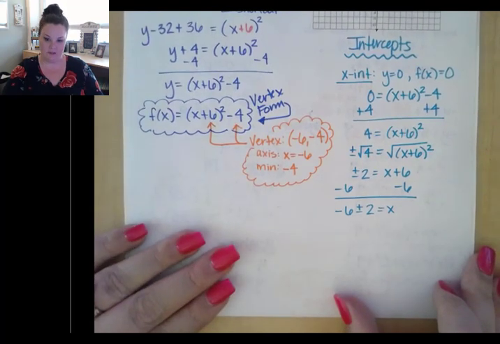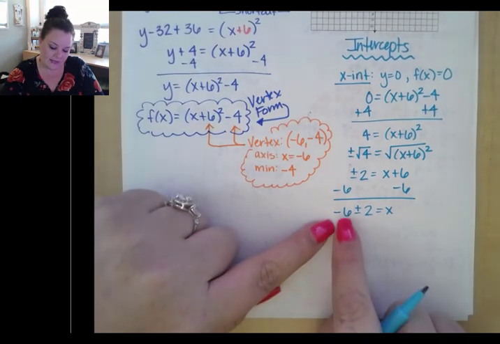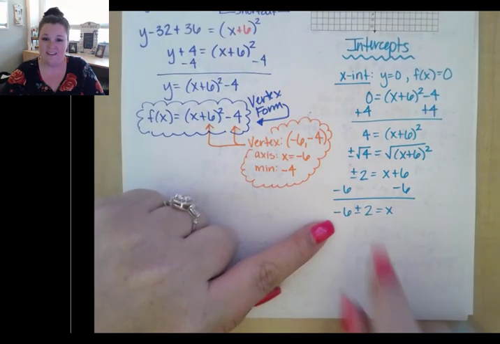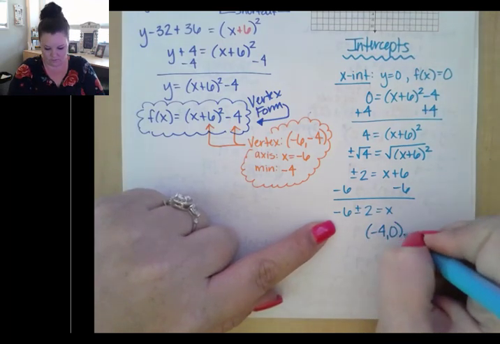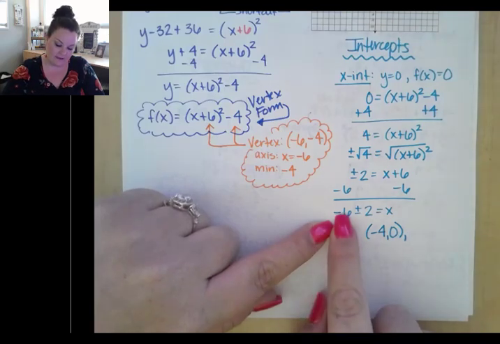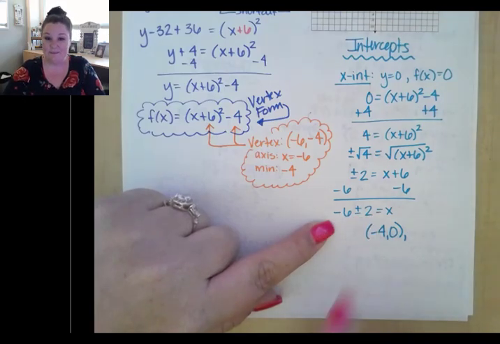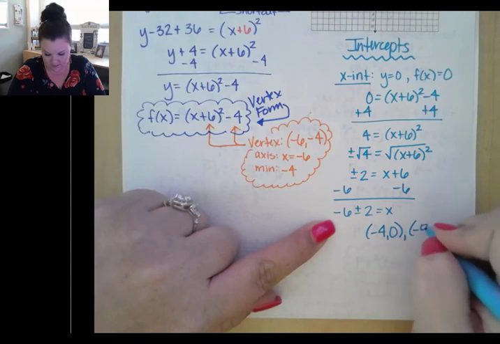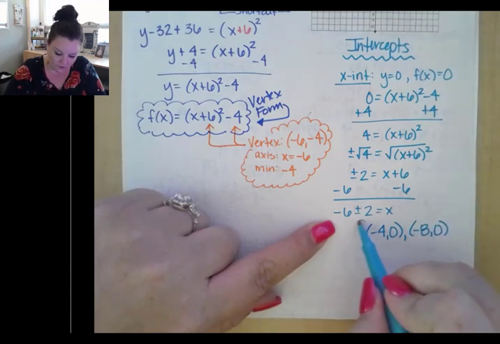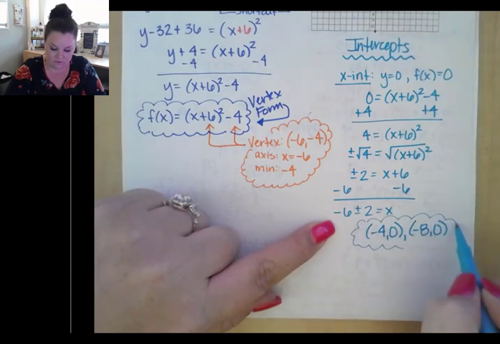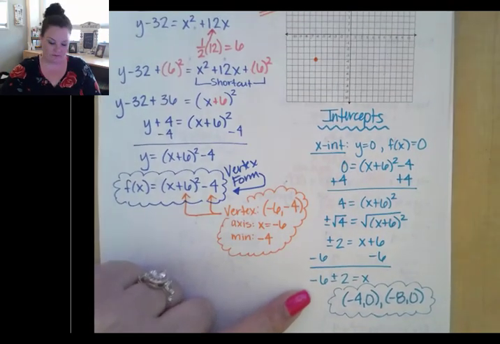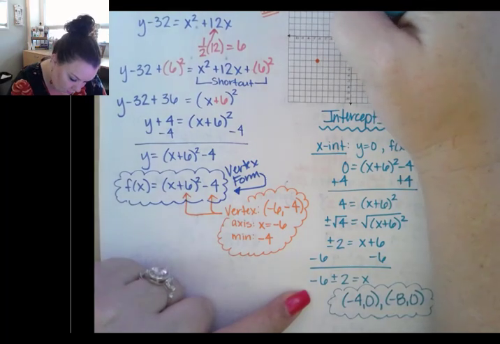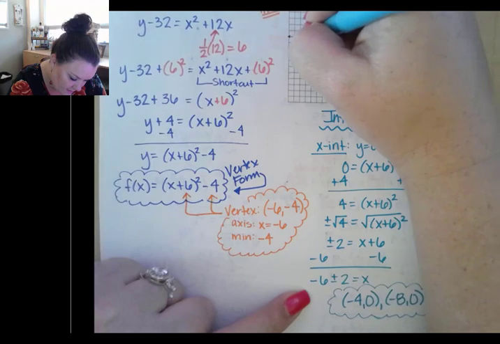So let's go ahead and figure out what those are. If I do negative 6 plus 2, that gives me a negative 4. Negative 4, 0, right? And if I do negative 6 minus 2, that gives me a negative 8. So negative 8, 0. We always want to make sure we write them as ordered pairs. Okay, so let's go ahead and put our intercepts up here on this graph. It's going to cross at negative 4, 1, 2, and negative 8.